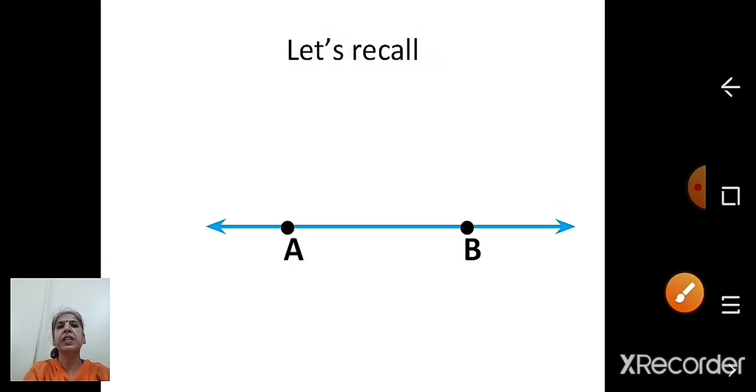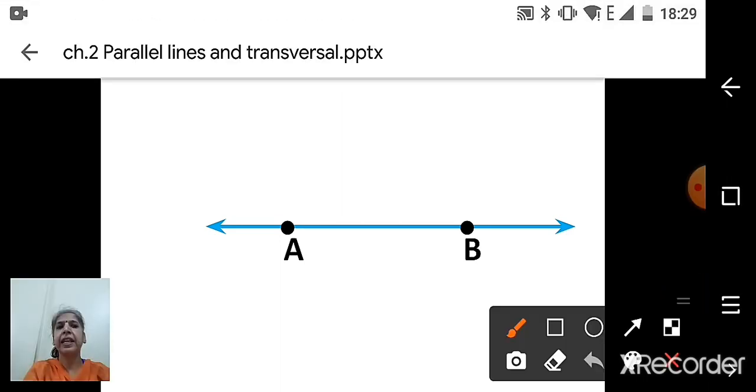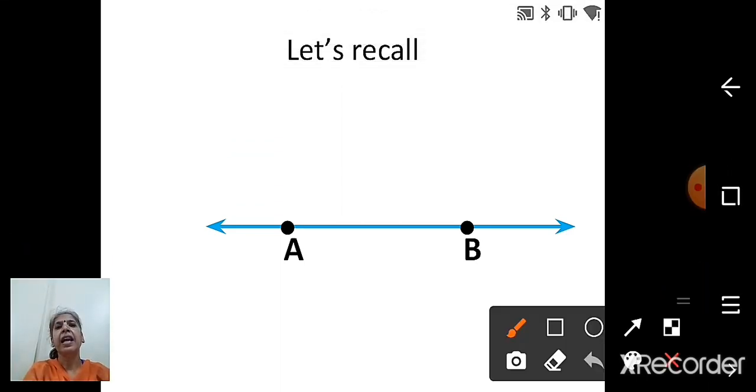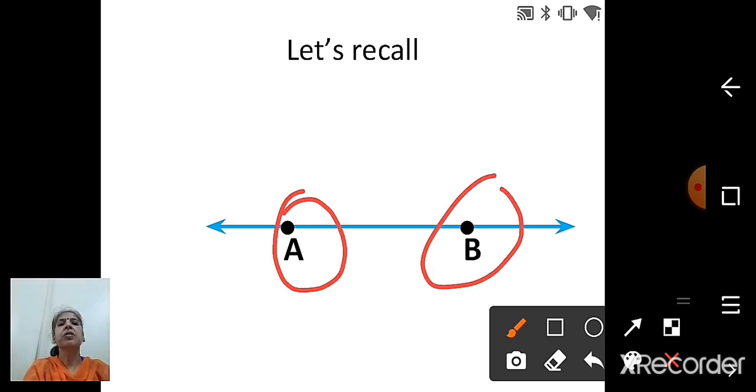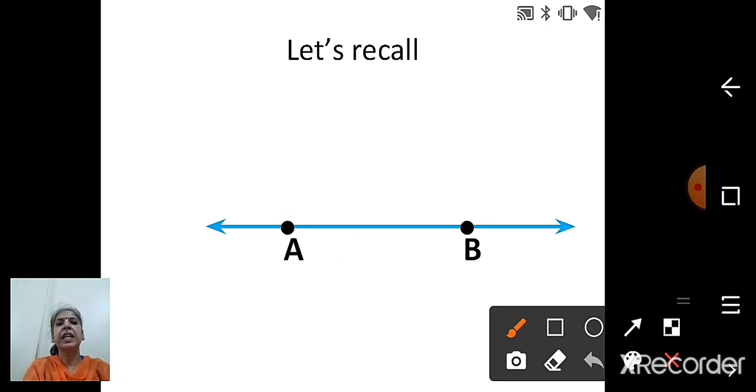Now identify this figure. It is also a line, but here the line is AB. What is the name of this line? It is line AB. Here we have used two letters, and the points are there on the line, so capital letters are used. So this is also a line.